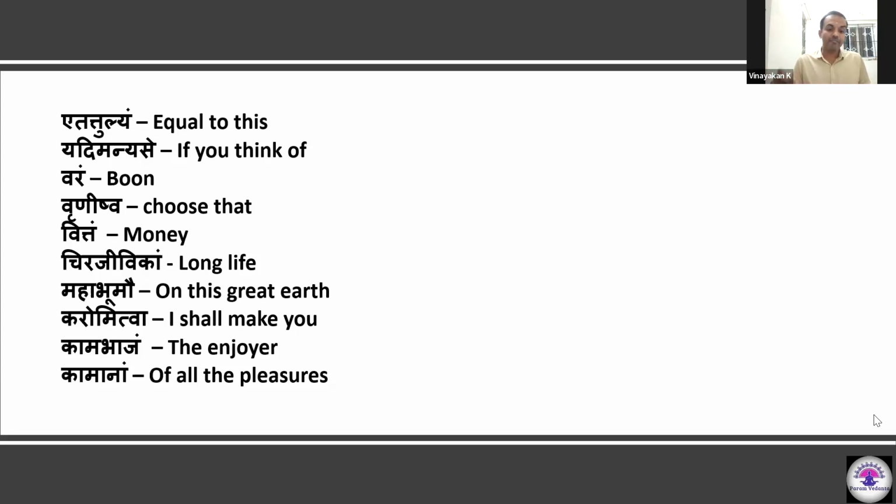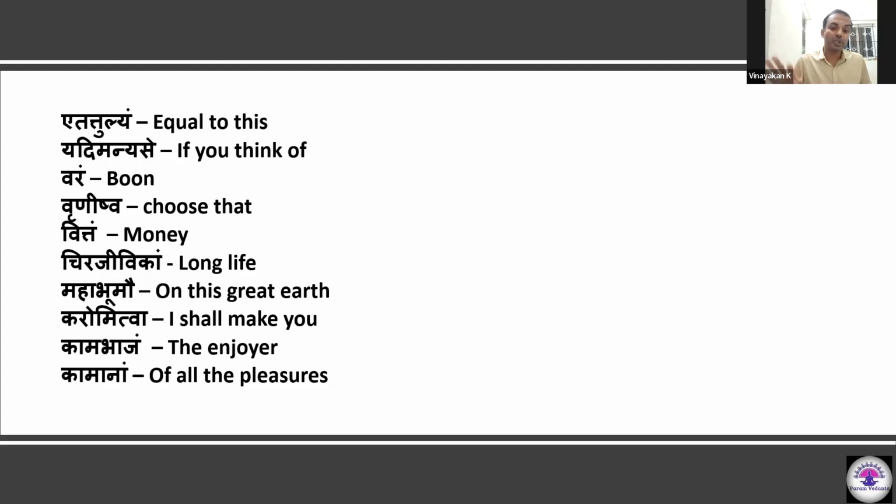Lord Yama says, Vittam cha, take any amount of wealth, and Chira Jeevikam cha, and take long life, which was already promised. In addition to the previous boons, this boon can also be added, and may you become the emperor of earth, not one of the kingdoms, Mahabhumau. So, in the whole of earth, may you become the Adhikari. And Yama continues, Kamanam tva kama bhajam karomi.